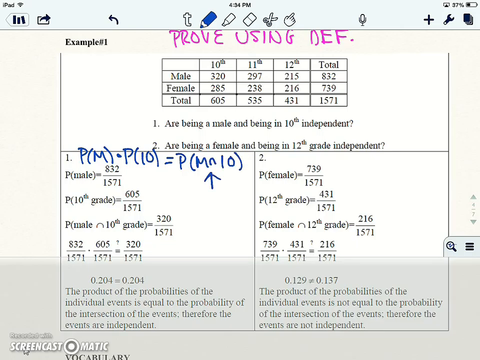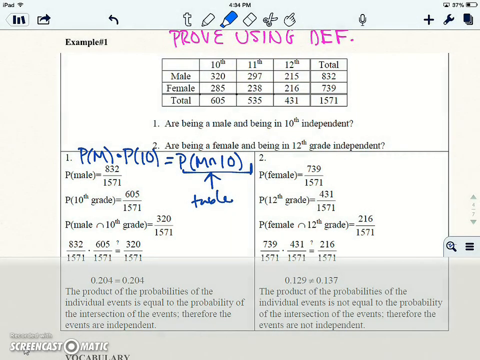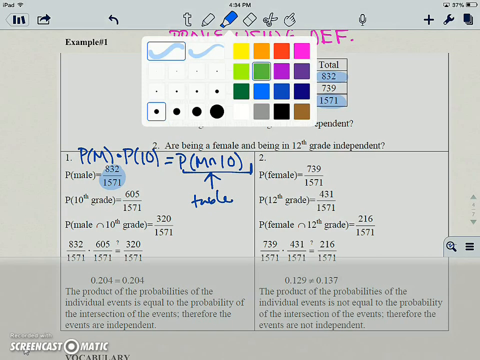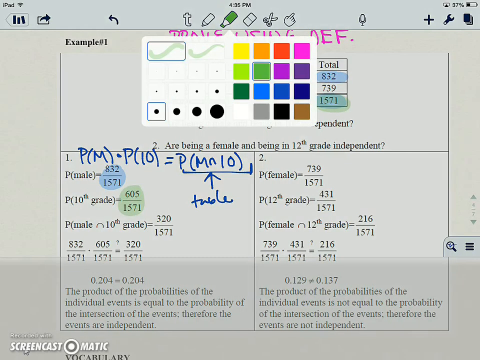And this we can find from the table as well. If we didn't have the table to find this separately, then we would just have to assume that they were independent. But let's see, probability of being a male. Well, there are 832 males out of the total number of kids, 1571. 10th graders, there are 605 kids out of 1571. So those are marginal probabilities.